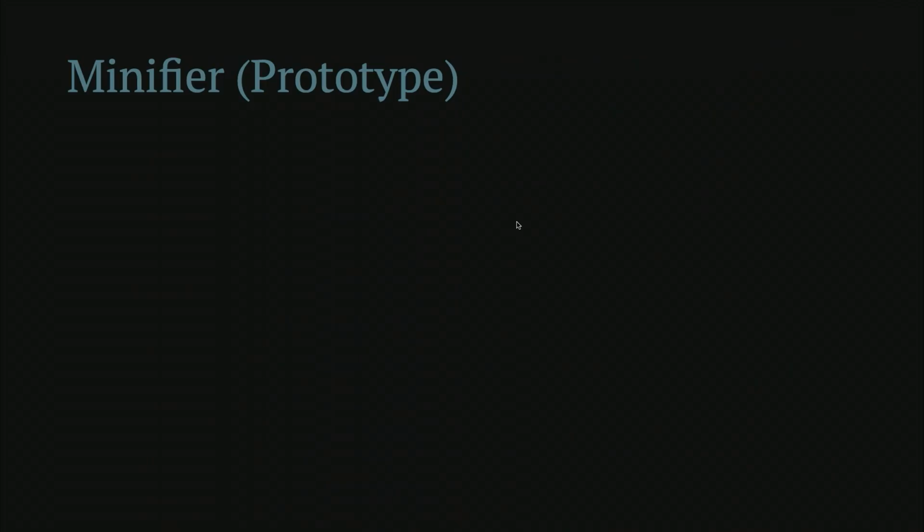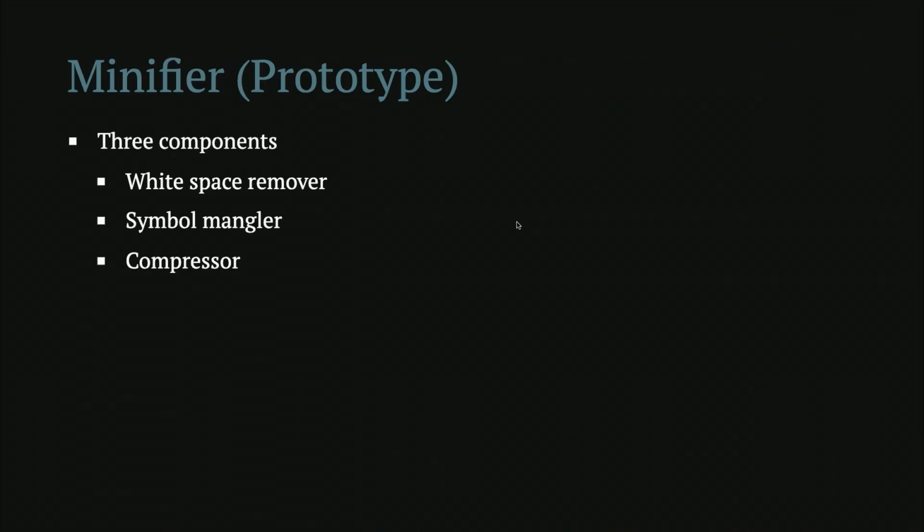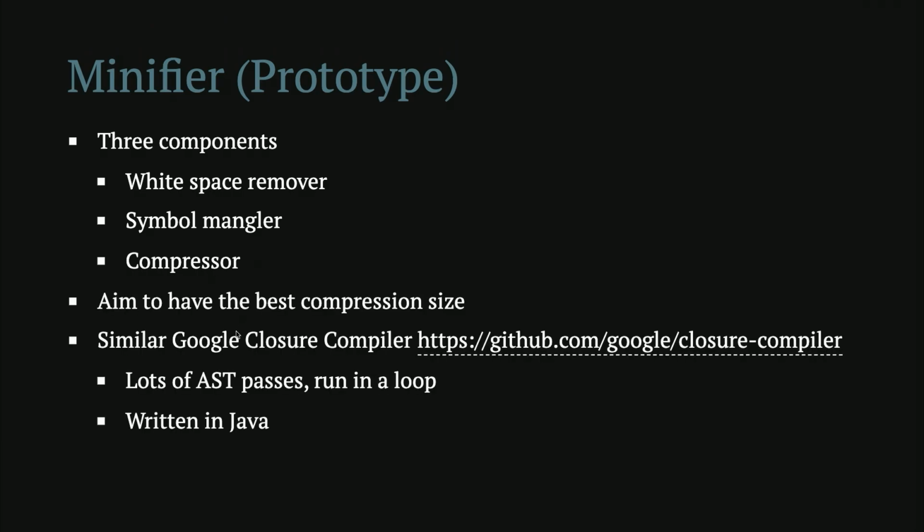We also have a minifier prototype. For a minifier, there's a whitespace remover, a symbol mangler, and a compressor. We aim to have the best compression size, and it's going to be similar to Google Closure Compiler. There will be lots of AST passes running in a loop. Google Closure Compiler is written in Java. It's really, really slow. Nobody can use it except Google.